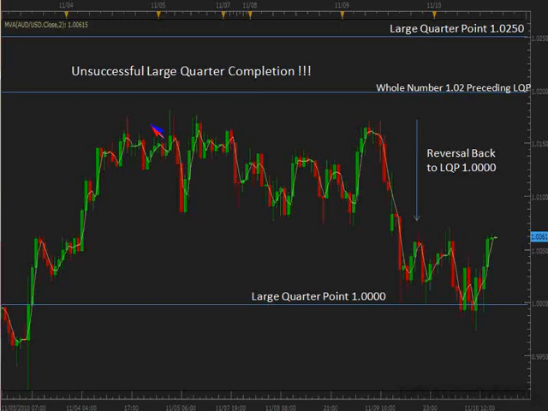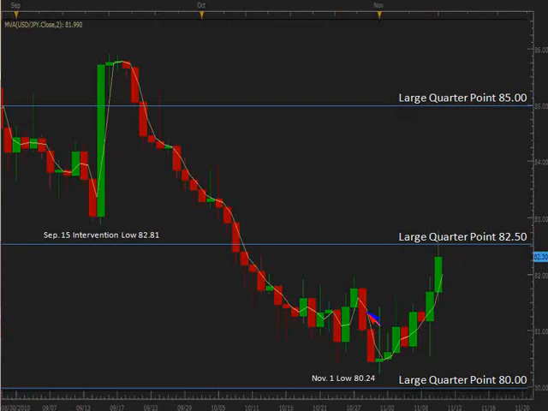In this case, the Aussie dollar pair goes as high as $1.0182, wasn't it? Or something like that. Just a little bit ahead of the whole number at the $1.02. Encounters resistance there. You're seeing these several attempts to continue further, but you can spot the signs of exhaustion right there. And then ultimately, prices reverse back to the preceding large quarter point, which was the large quarter point at $1. Okay? I have a couple of minutes before I finish the presentation.